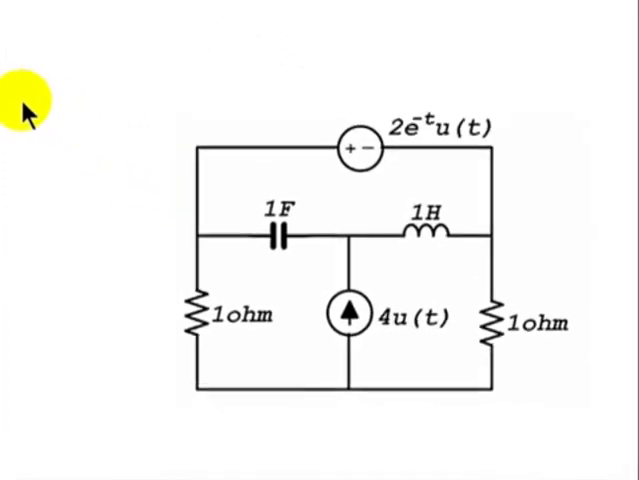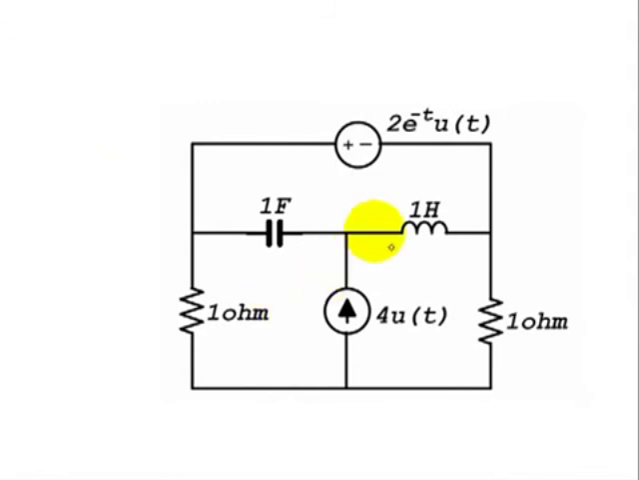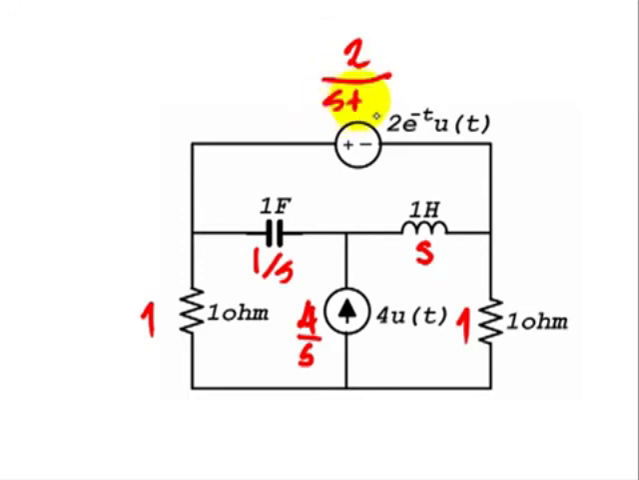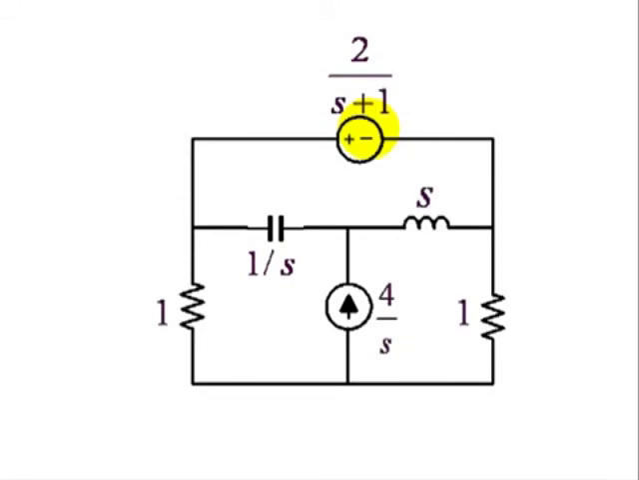Let's go to the Laplace domain. We'll replace the reactive elements by their impedances. This inductor becomes s, its impedance, this capacitor 1 over s. The resistors keep their values, 1 and 1 ohms. Now this 4u(t) becomes in the Laplace domain 4 over s, and this exponential function of time becomes in the Laplace domain 2 divided by s plus 1. We are ready. Let me redraw that in a prettier way, like so.